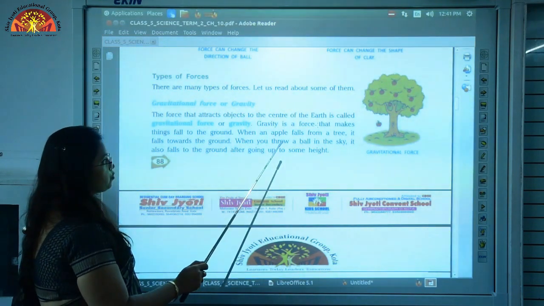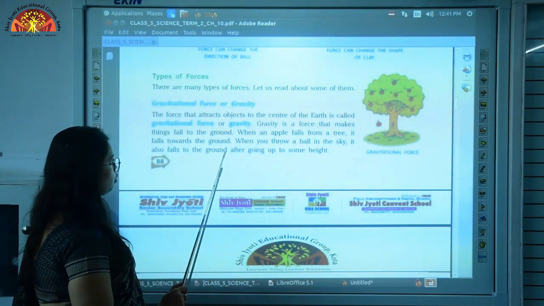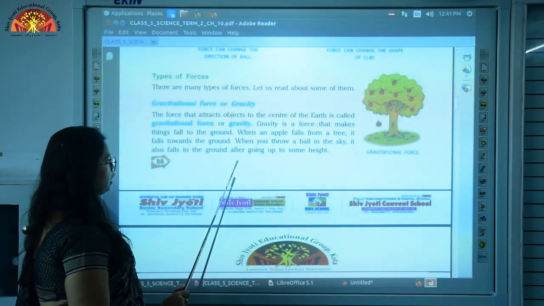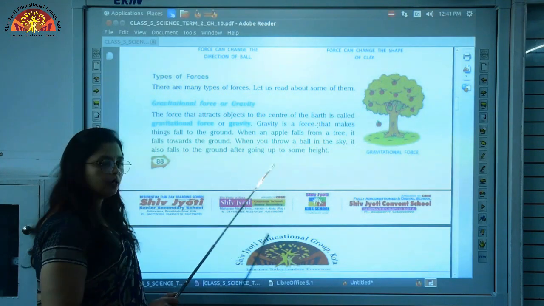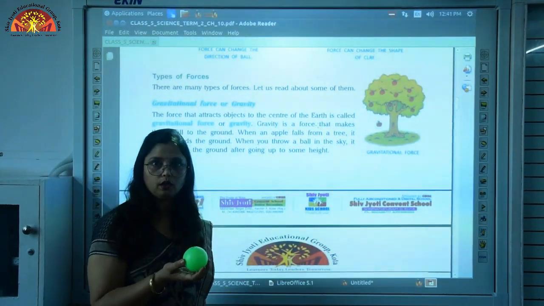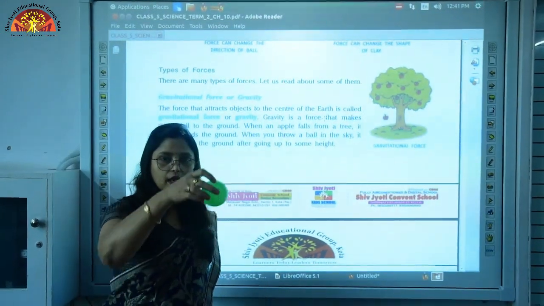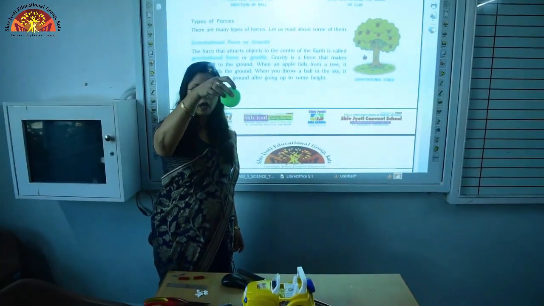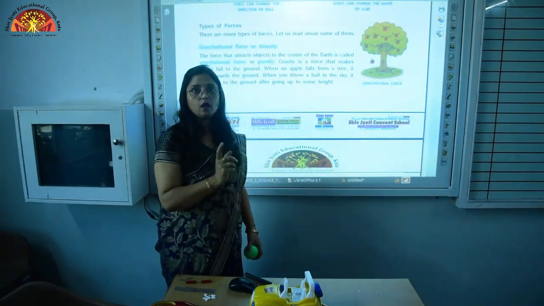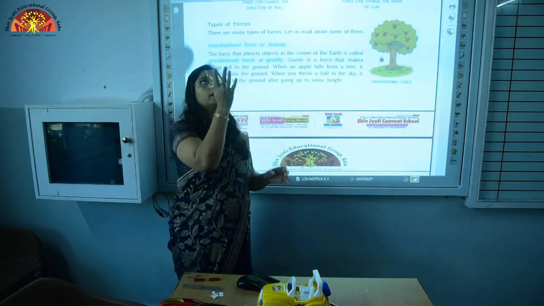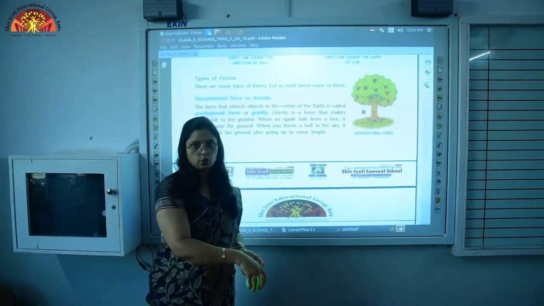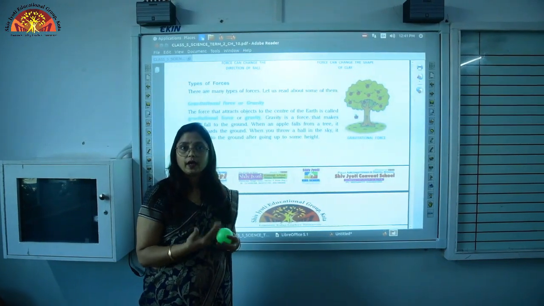When an apple falls from a tree, it falls towards the ground. When you throw a ball in the sky, it also falls to the ground after going up to some height. Now see, children, I have this ball. So now when I throw this ball from a height, it will always go down like this. Now if I throw it upward, again it will come back towards the earth only. So what is this and why is this happening?